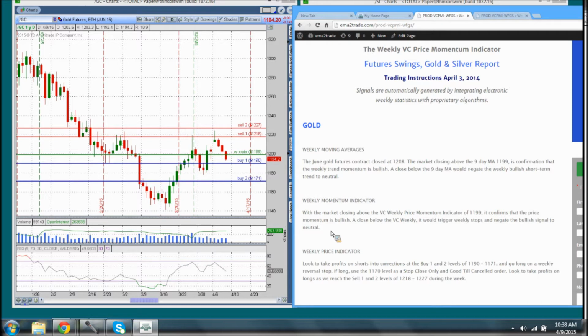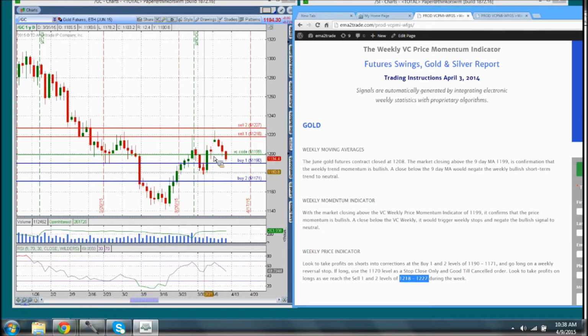If we do come down below 1199, obviously it's telling you to look to take some profits on shorts into corrections at the buy 1 and buy 2 levels of 1190 to 1171. It also told you that if you came in long, 1218 to 1227 were targets for you to take profits.